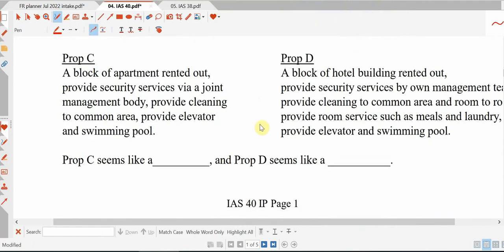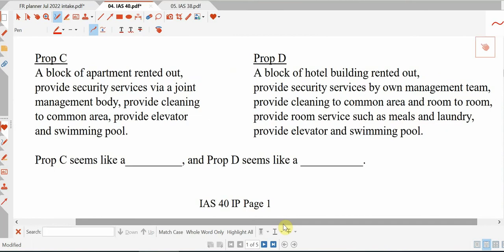So we got two more examples here to decide which one looks like PPE and which one looks like investment property. So let's look at property C, apartment, the whole block. So this company could be very rich, purchase a whole block and rent out. Provide security via the joint management body. Now this joint management body is that we get outsider to do. These are owner, joint management body, JMB. Then they get outsider to do. So a lot of things are outsourced if you have this kind of environment.